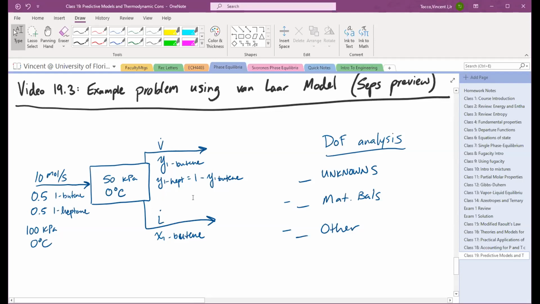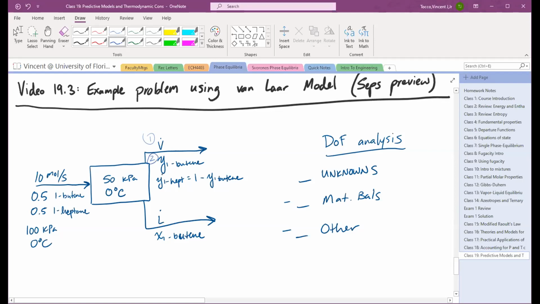So just like we did in material and energy balances, the next step is to perform a degree of freedom analysis on this process flow diagram. Remember how much fun these were? All I'm doing is counting the number of unknowns. In this example, V dot is what I'm calling the flow rate of the vapor stream. That's one unknown. The mole fraction of 1-butene in the vapor stream is a second unknown.